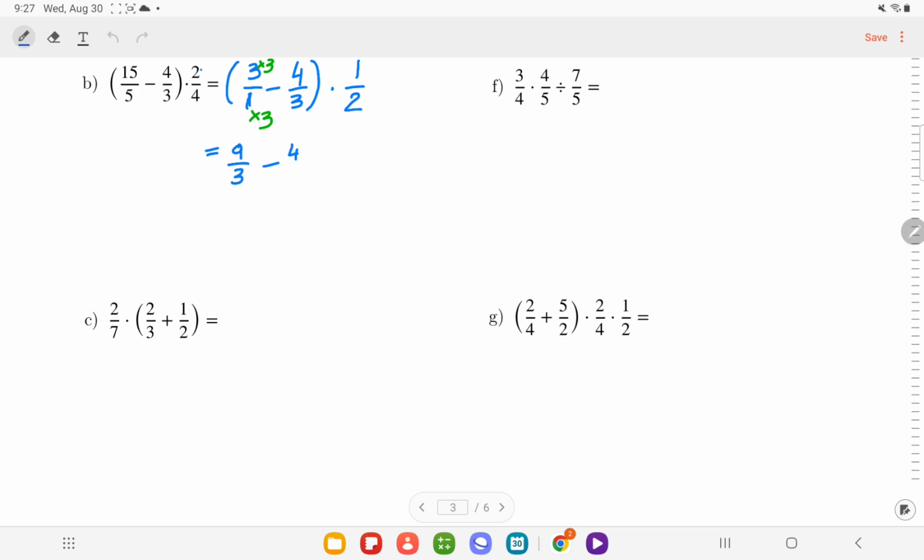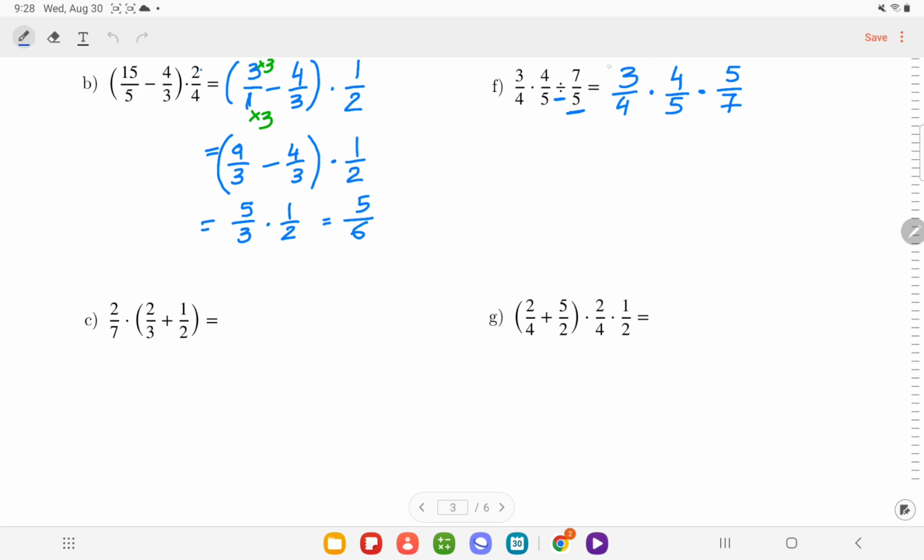9/3 minus 4/3. Don't forget the brackets, because they tell us that we have to do subtraction first. We get 5/3 times 1/2, which ends up to be 5/6. Here I would start with changing the division to multiplication. So we're going to change division to multiplication and take the reciprocal of the last fraction, so 5/7.